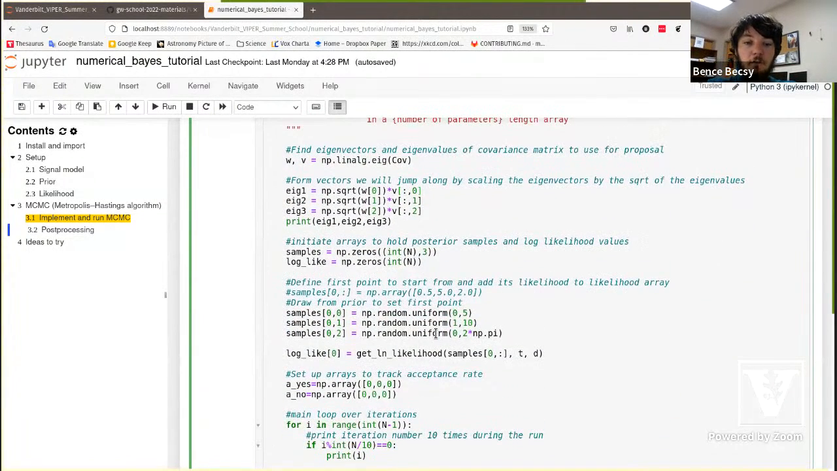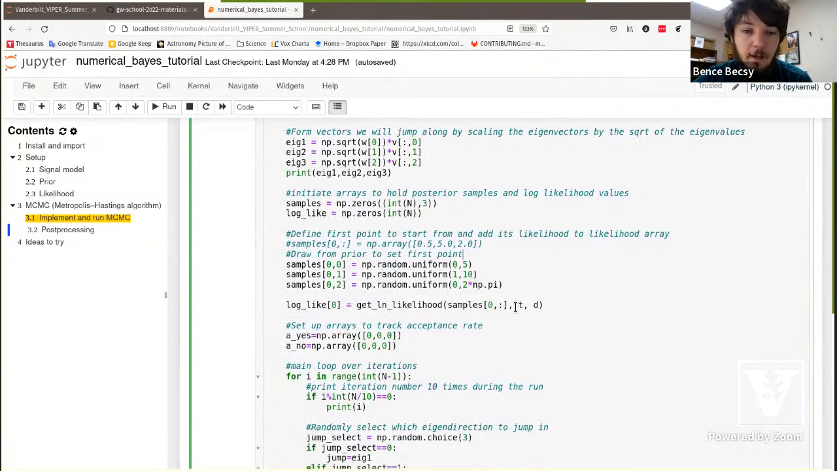And then to set up an initial point in our samples array, I just do random draws from a uniform distribution, because that's basically our prior here. Alternatively, you can also just plug in whatever numbers to start from, because it's not a very complicated posterior. So you probably will be fine wherever you start from. And then we also get the log likelihood for this initial sample, and just put that into this log likelihood array as a first element.